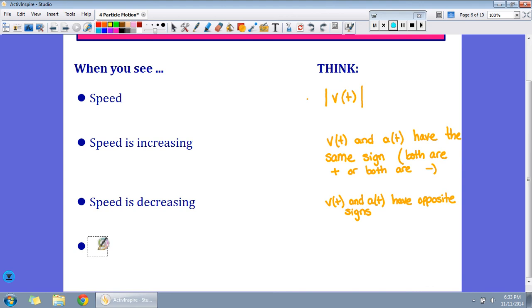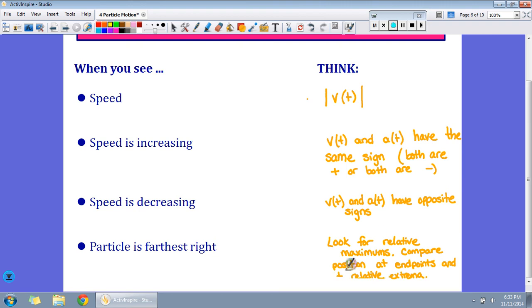And finally, the particle is furthest right when you look for relative maxes. So you have to compare the position at endpoints and the relative extrema. The total distance traveled, the net distance traveled or displacement, and the position of an object at time t equals b will be done at a later point.